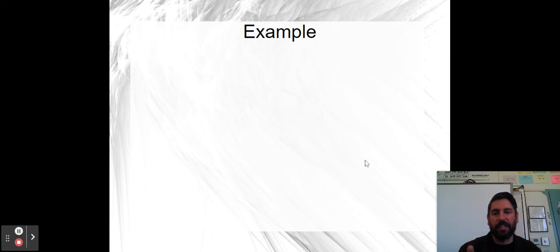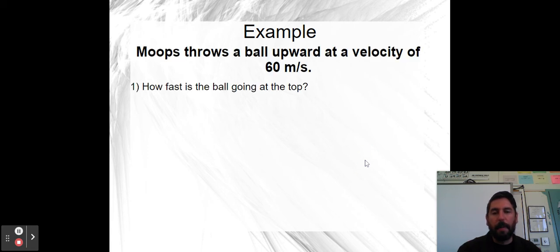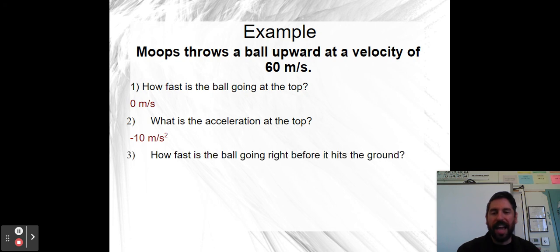Same size, different direction. All right, Meeps throws a ball upward at a velocity of 60. How fast is the ball going at the top? I just gave you the answer, 0. Let's do another one. What is the acceleration at the top? I just said it on the previous slide. Can you get the answer? Hopefully you said negative 10. How fast is the ball going right before it hits the ground? Did you say negative 60? I hope so.